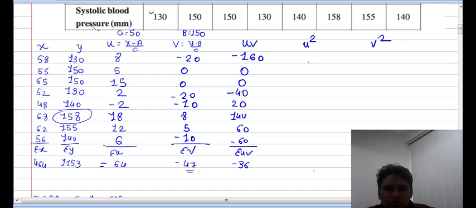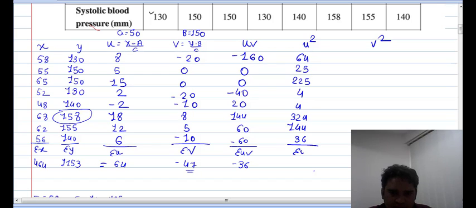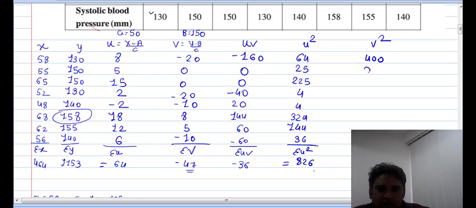Now u square. So 8 square 64, 5 square 25, this is 225, this is 4, this is 4, this is 324, this is 144, this is 36. So what is sigma u square? That is 826. Now v square, that means it will minus 20 square 400, 0 square 0, 0, 400, 100, 64, 25, 100. So sigma v square will become 1089, right?